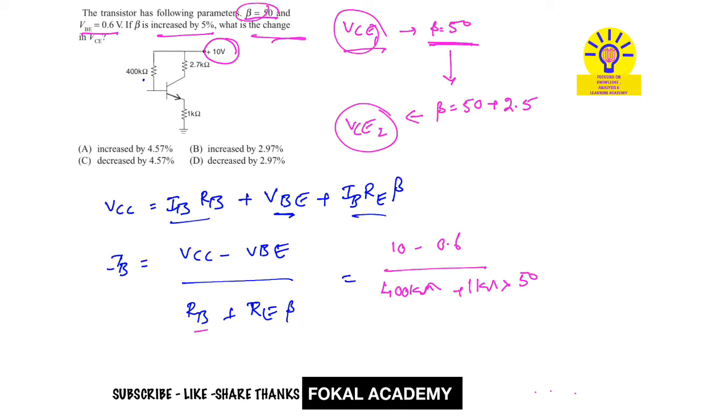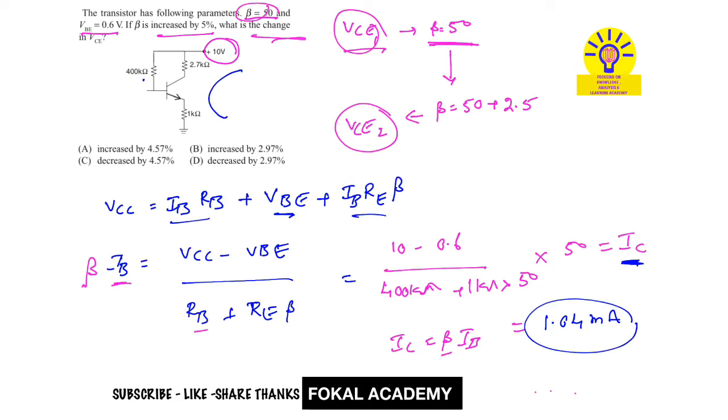We know that IC is equal to beta into IB. So with IB here, directly multiplying with beta, where beta is 50, we get the IC value. Now by simplifying this with the help of a calculator, we get the value 1.04 milliamperes. So this is the collector current. From that collector current, now take this loop. From this loop we'll get the collector to emitter voltage.